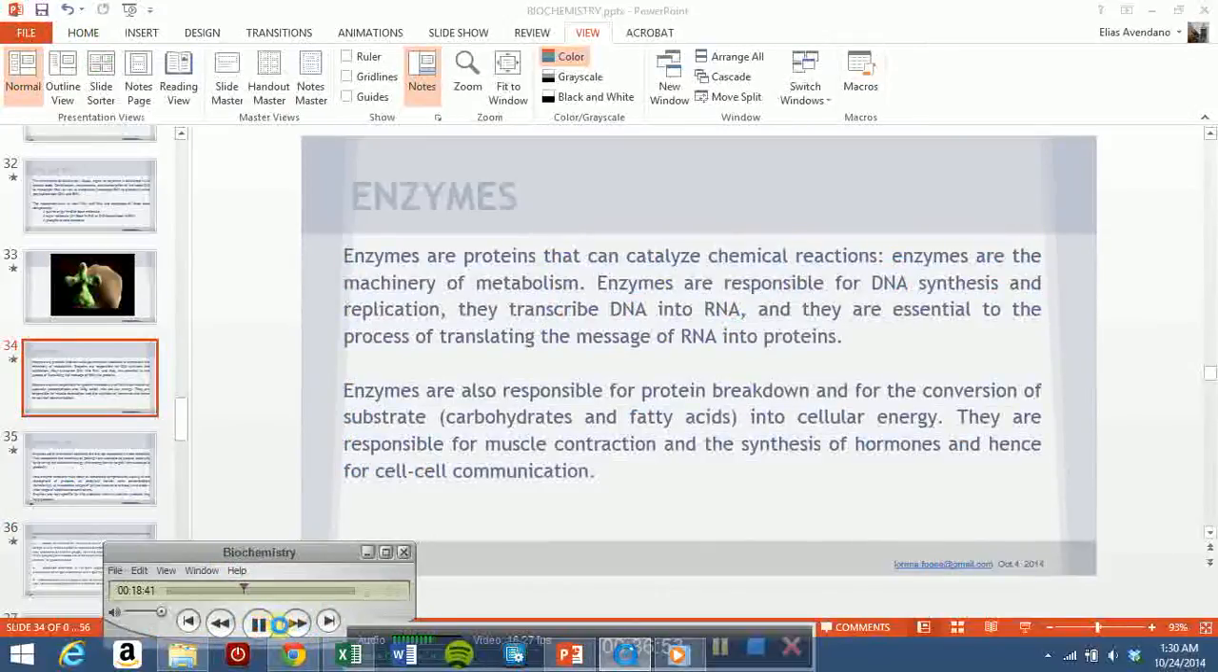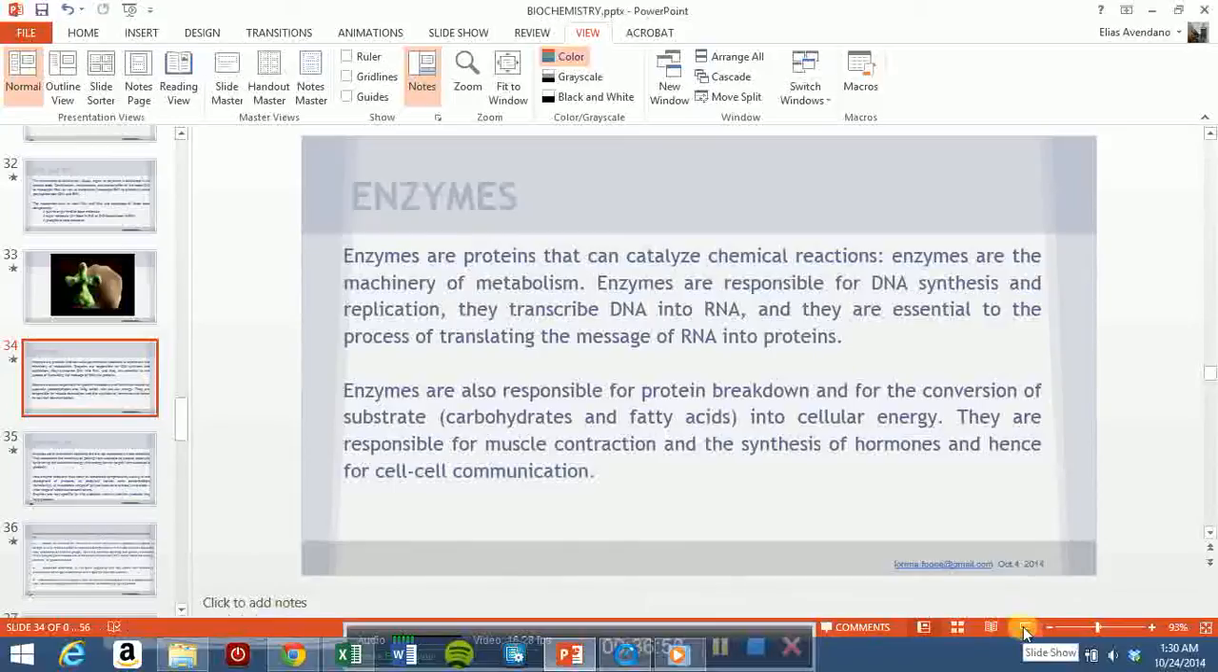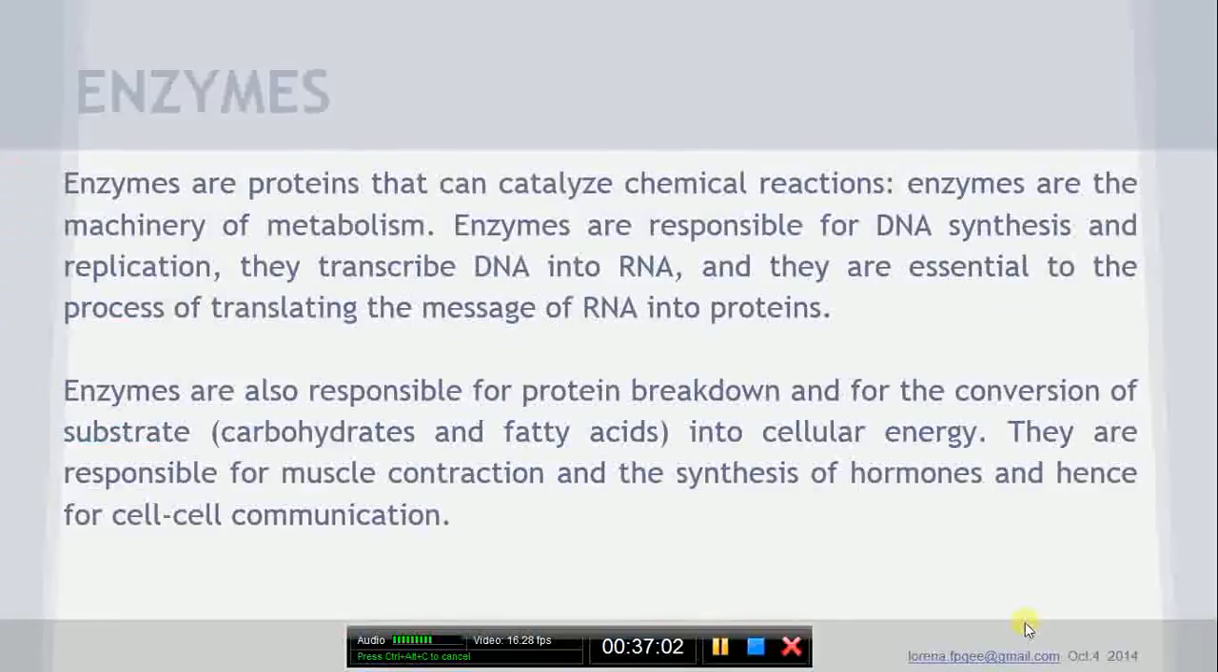5.2 Enzymes, Enzymology, Coenzymes, and Enzyme Kinetics. Enzymes are the executors of the cell. Enzymes are proteins that can catalyze chemical reactions. Enzymes are the machinery of metabolism. Enzymes are responsible for DNA synthesis and replication. They transcribe DNA into RNA, and they are essential to the process of translating the message of RNA into proteins.